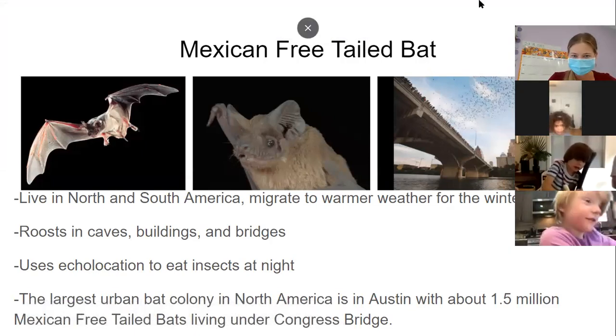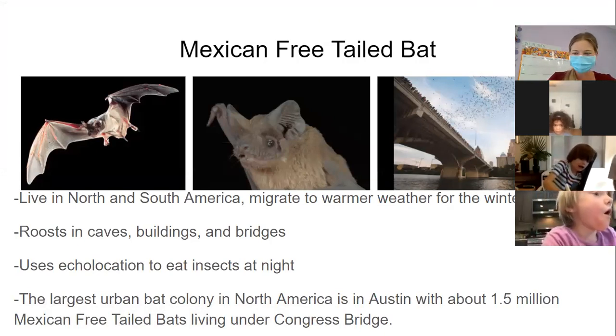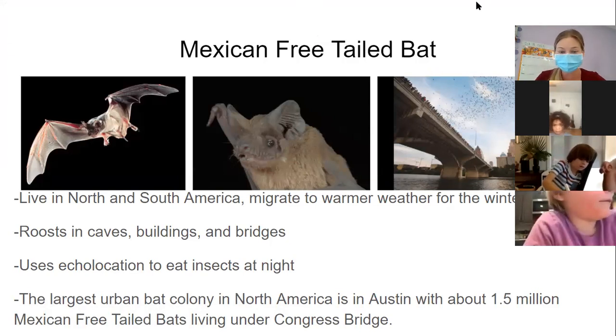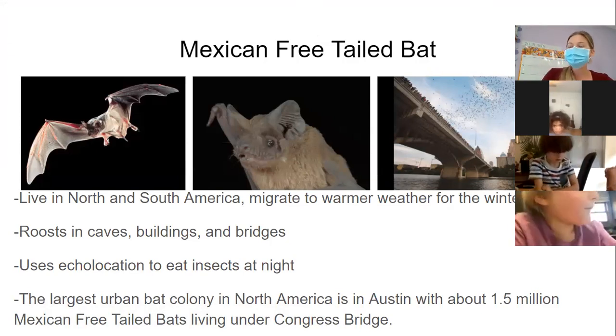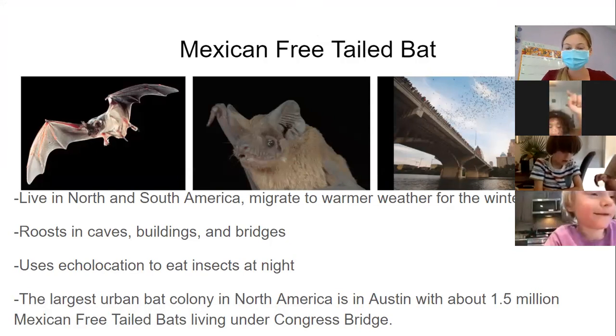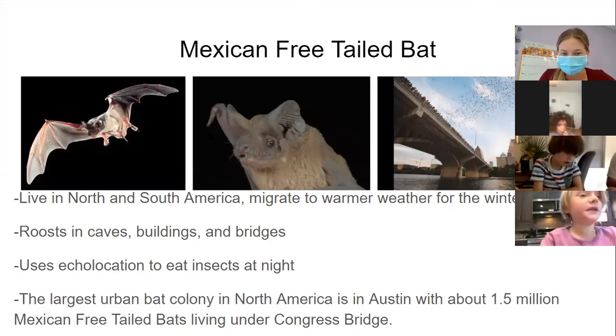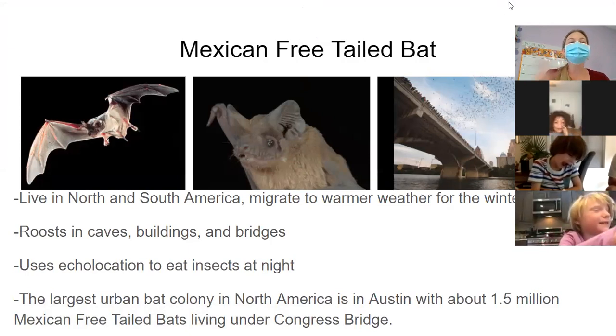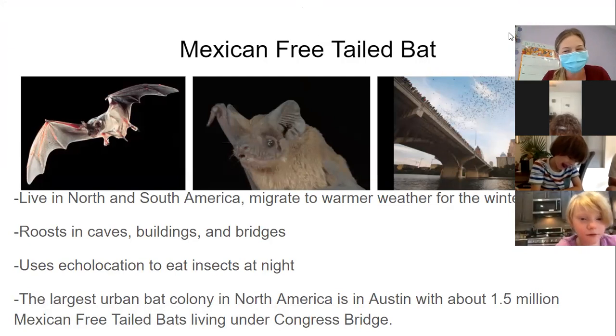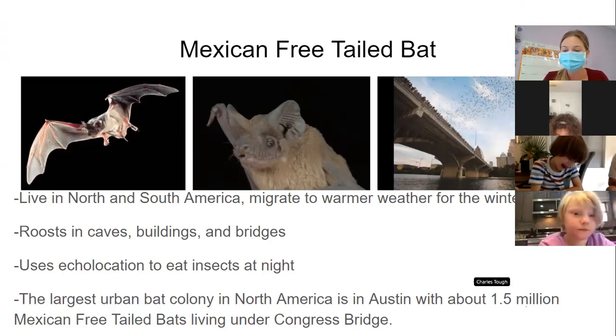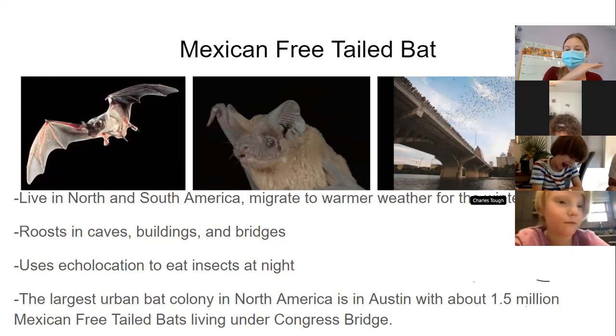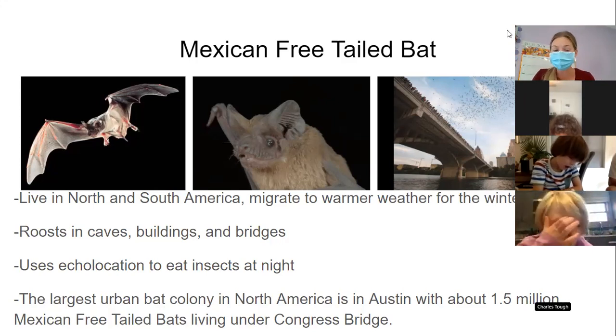This is the Mexican free-tailed bat. So they live in North and South America. They live where we live. This one's the American one. This is the Mexican free-tailed bat, but they live where we live. And they spend their summers right where we live. And then when it gets a little bit too cold for them in the winter, they migrate or they fly south to where it's warmer in Mexico.